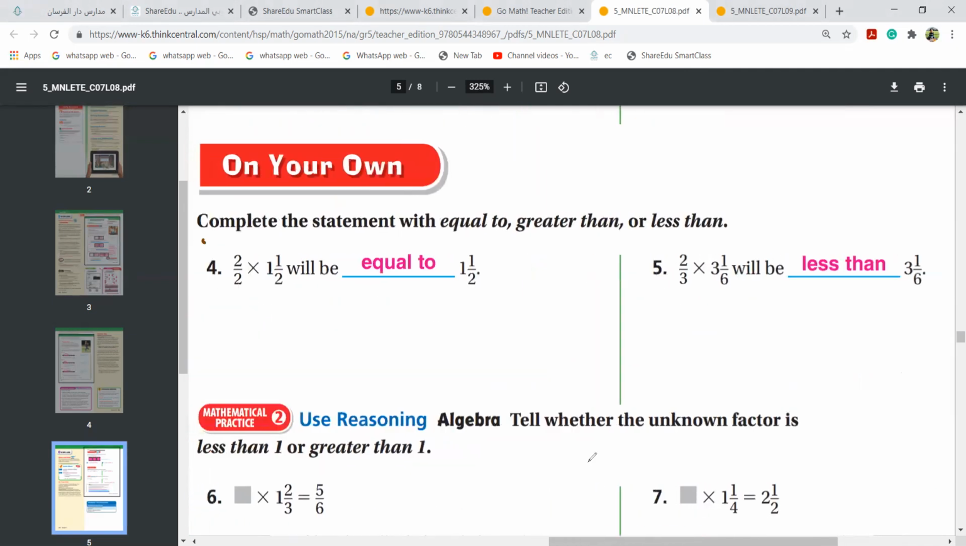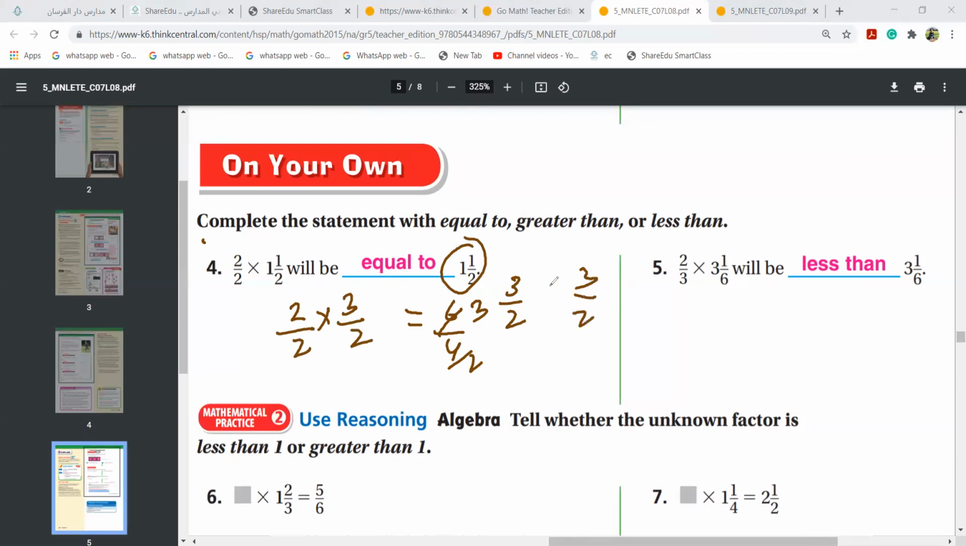And here, on your own, if I do this one, 2 by 2 multiply 3 by 2, I get 6 over 4. That is nothing but, if I divide by 2, I have to simplify, girls. I know simplification is not easy. 2 times 3, 2 times 4. What did I get? I got 3 over 2. And if I solve this, I again get 3 over 2. That's why they are equal.